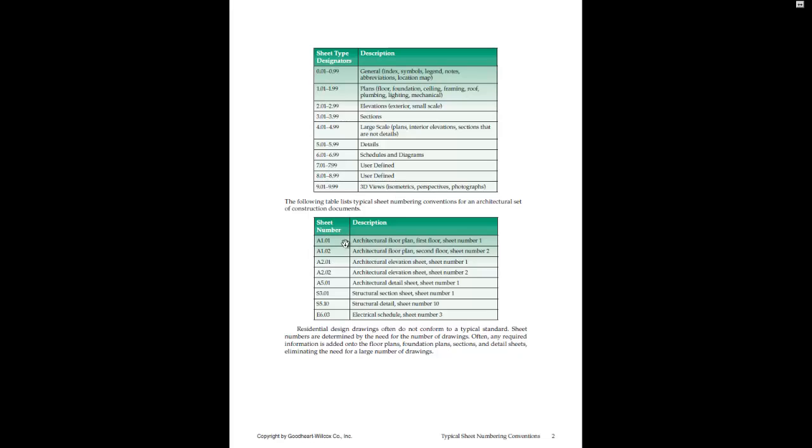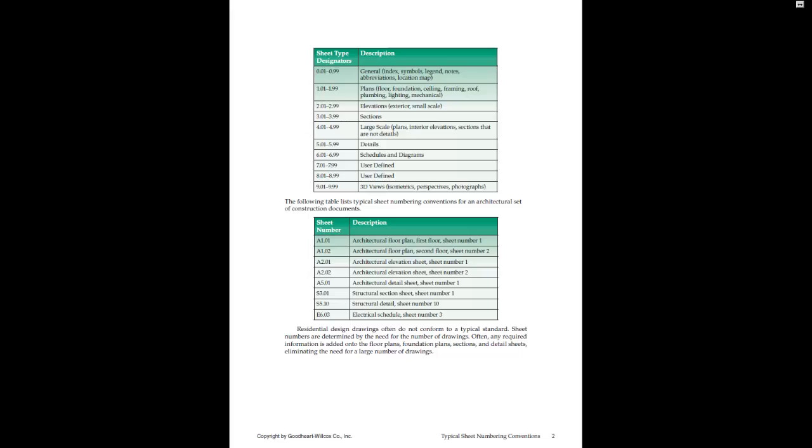Down here we have some sample locations. So an S3.03 would be a structural section set. So it's S for structural. We look up here at 3 to 3.99 is sections. So we know if we're thumbing through the bottom right-hand corner of our sheet files and we see the S series, we know we're in our structural drawings. And we know if it says 3, it's a section. If it's a 5, it's going to be detailed drawings of those structural details. And it's sheet number 10. So it's S5, which is structural details, sheet 10.